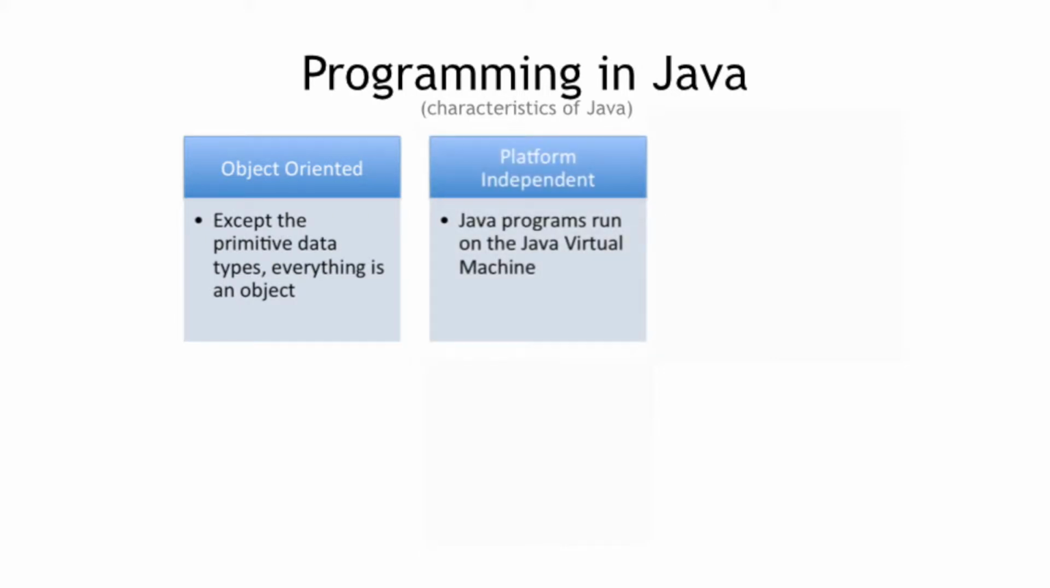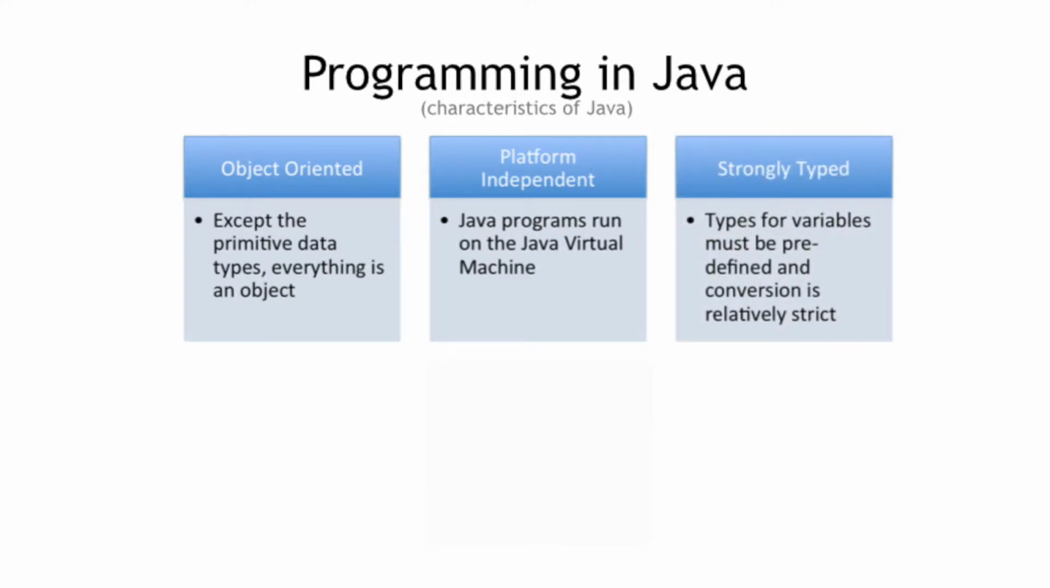The second characteristic of Java is that it is platform independent. That means that Java programs can run in all the different operating systems because they actually run on top of a Java virtual machine. That is because each program in Java is compiled into an intermediate code which is the same for all the different Java virtual machines.